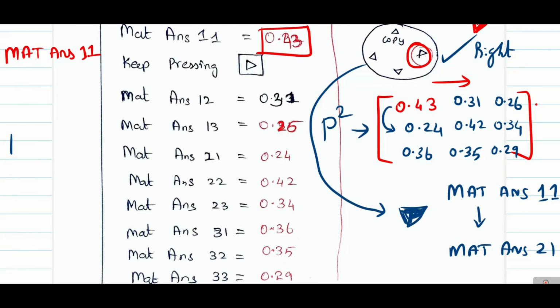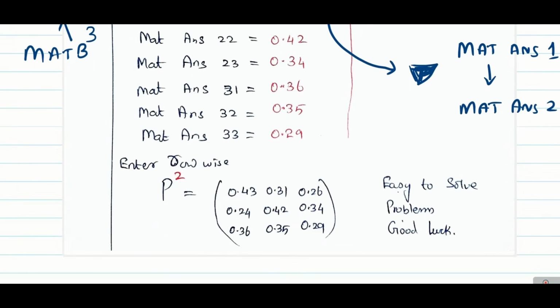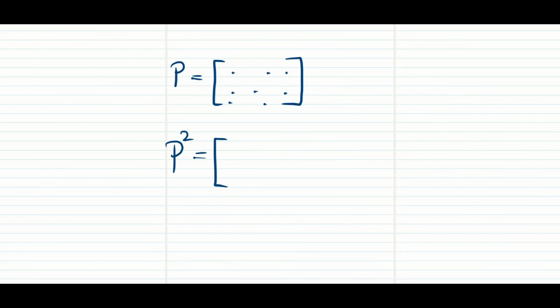Similarly, when we are going to P cube, I am going to write P square into P. Then in the calculator I am going to simply put mat B cube. I am going to get this very easily. Okay, that's it, students. And now a very important thing I have to say: when you solve the problem, please don't directly write the answer. Write P, okay, here is your matrix. Now, if you are finding P square, don't simply write the answer directly, because people will not give you score marks.